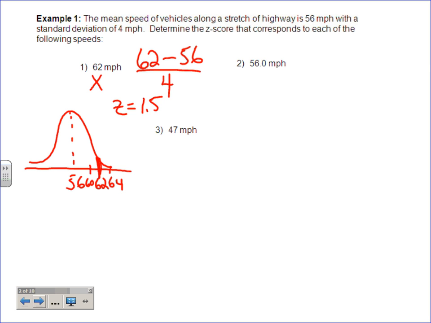Okay? So 56. How many standard deviations from the mean is 56? None, right? It is at the mean. So there are no standard deviations. Could you actually do the math? Sure you could. 56 minus 56 divided by 4 is a z-score of 0.